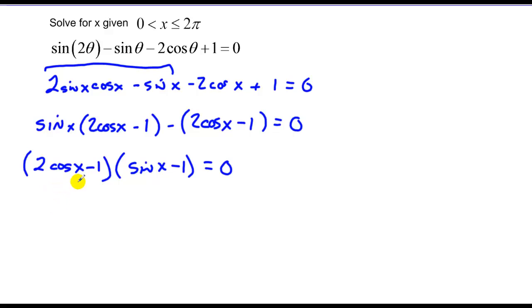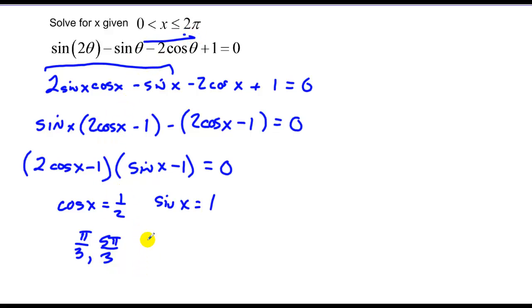Therefore, I know each of those could equal 0, so cosine of x will equal a half, and the sine of x will equal 1. Where does my cosine of x equal a half? Well, that could be at pi over 3 and 5 pi over 3, because I'm between, once again, 0 and 2 pi. And sine will equal 1 at pi over 2, and those are my solutions.